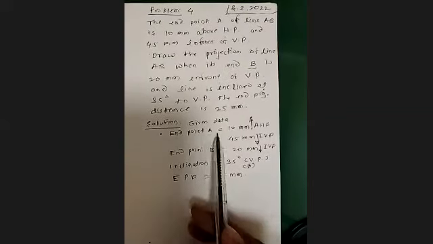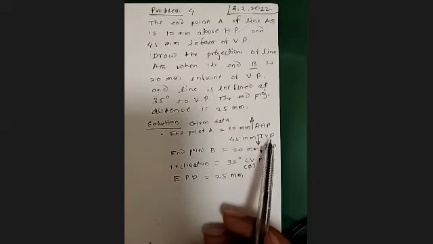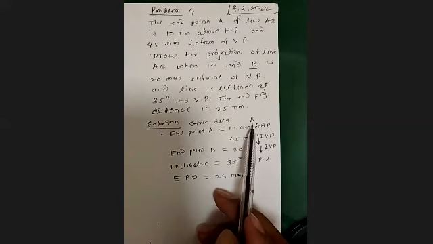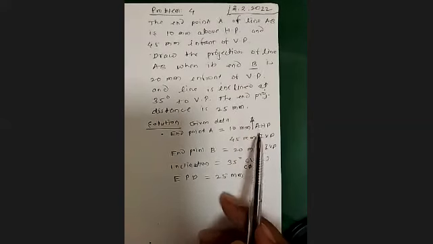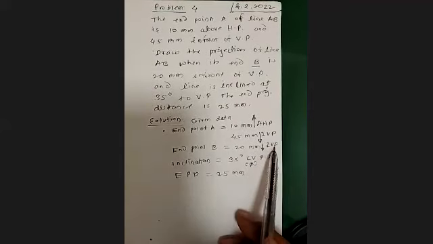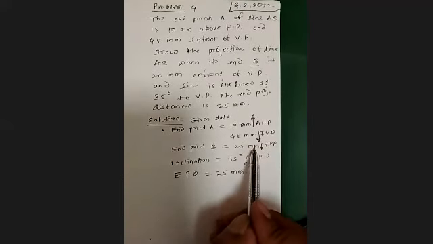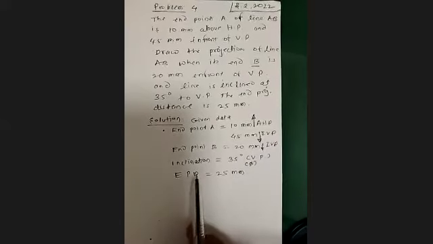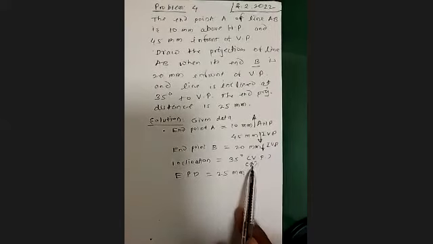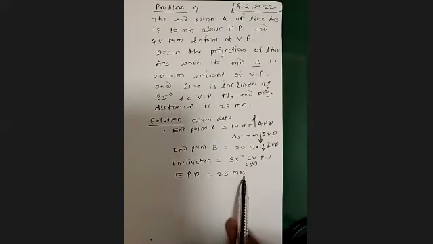Now, in the given data, you can write like this: endpoint A, 10 millimeter above HP, 45 millimeter in front of VP. Specifically, I have shown this with an arrow. Upward means above the XY line. Downward arrow means below the XY line, in front of VP. Endpoint B is 20 millimeter in front of VP. This is a new kind of problem, where the endpoint B position is also given. Inclination 35 with VP means it's phi. The end projected distance given is 25 millimeter.